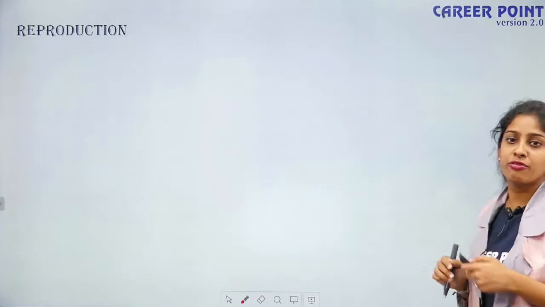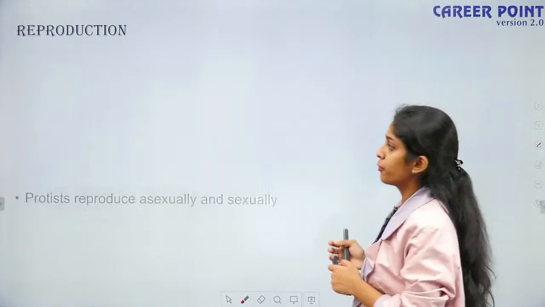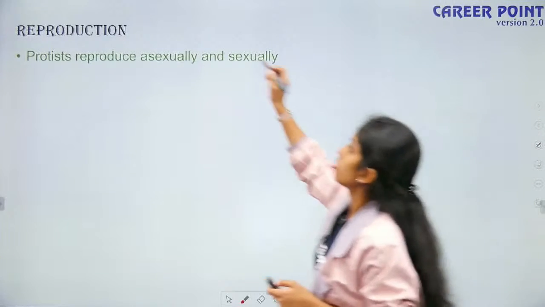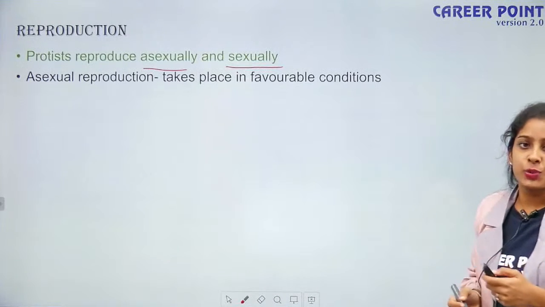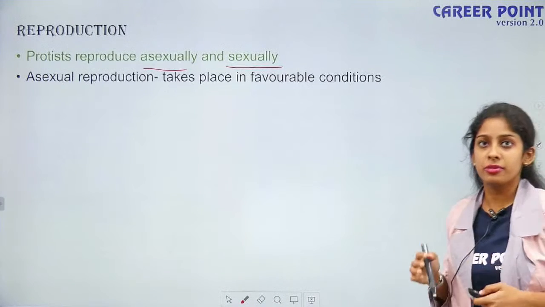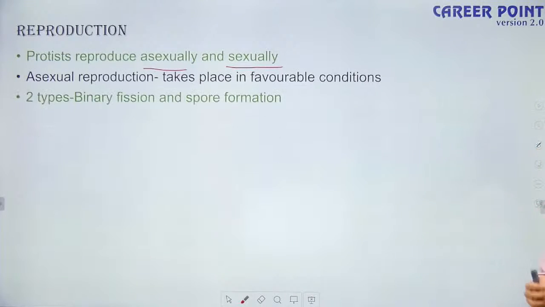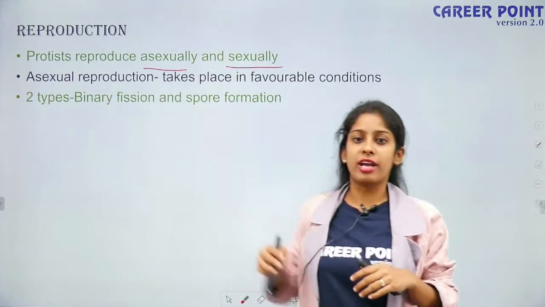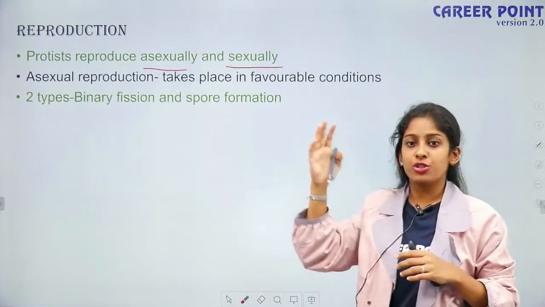Fine. Going forward, the next thing is reproduction. How do the protistans reproduce? They reproduce asexually and sexually, so both modes are possible. Asexual reproduction takes place in favorable conditions, whenever they have very favorable conditions supporting their growth. Asexual reproduction is of two types: binary fission and fragmentation. What is binary fission? A mother cell divides equally into two daughter cells.